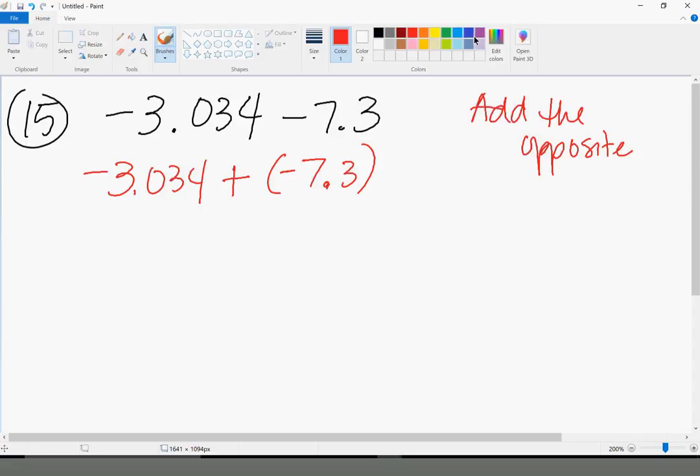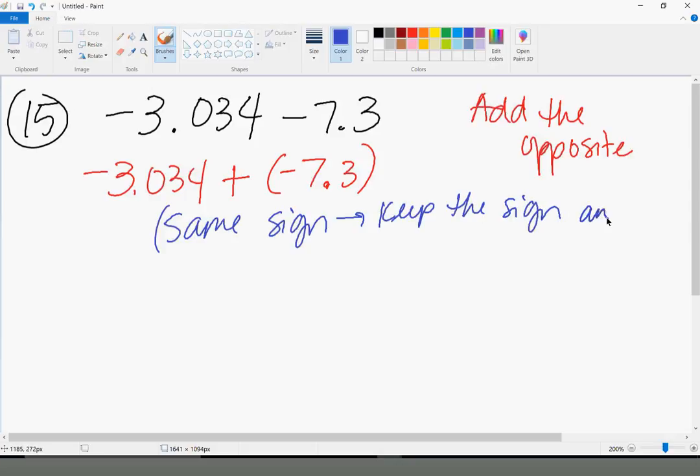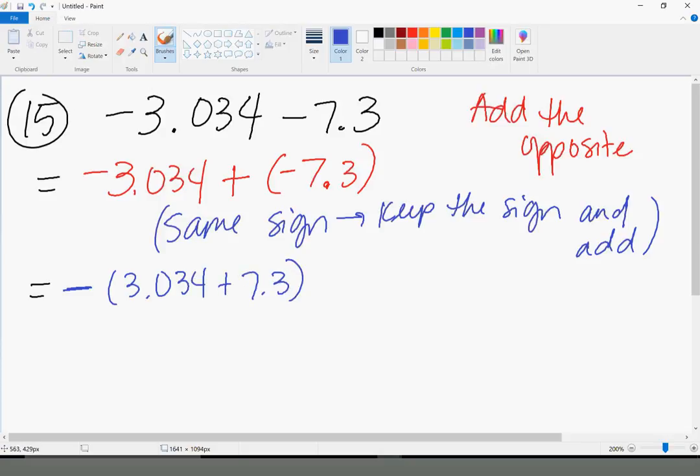So now we are adding two integers with the same sign. So they have the same sign, so you keep the sign and add. So since they're both negative, the answer is going to be negative. And now we're just going to add up 3.034 plus 7.3. So let's line this up here vertically.